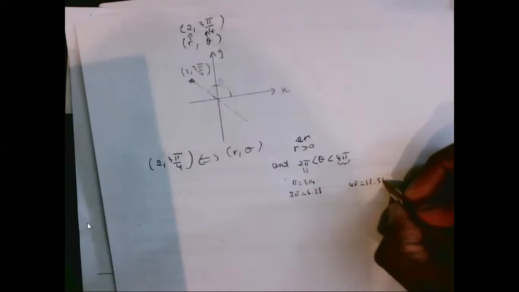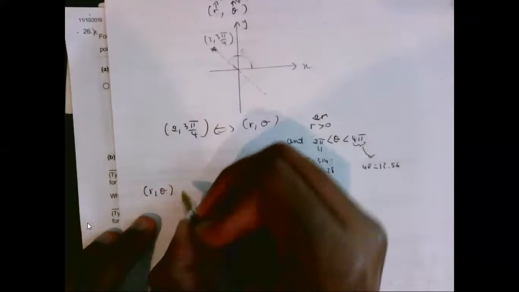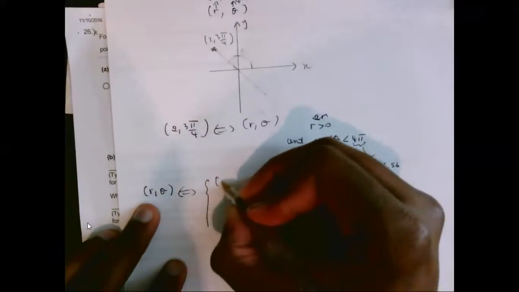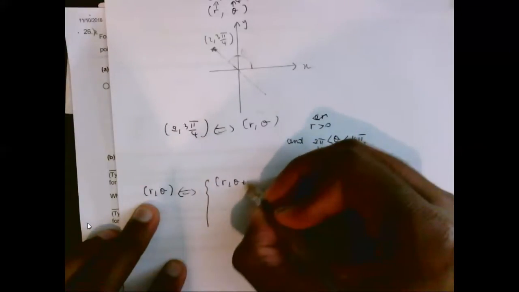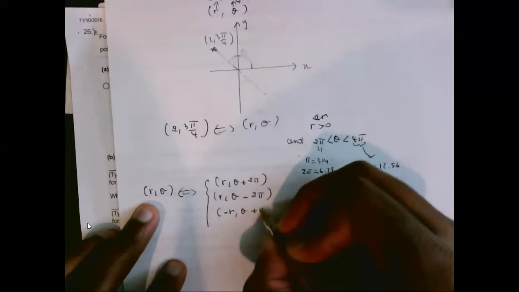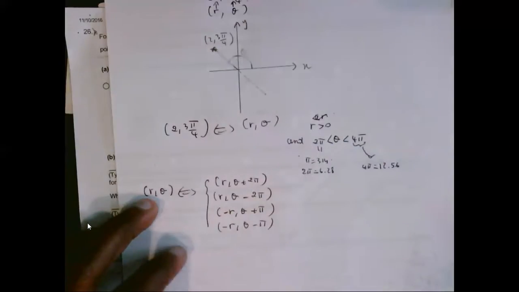So I have a set of formulas for equivalencies of angles. I know that any polar coordinate (r, theta) is equivalent to (r, theta + 2π), (r, theta - 2π), (-r, theta + π), (-r, theta - π). So these are formulas that I need to know. So I have that, and so let's start with this one.